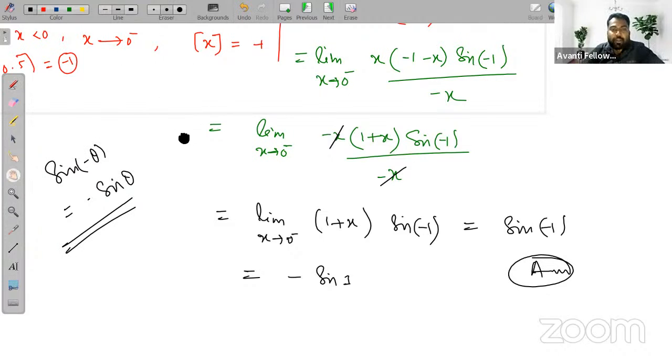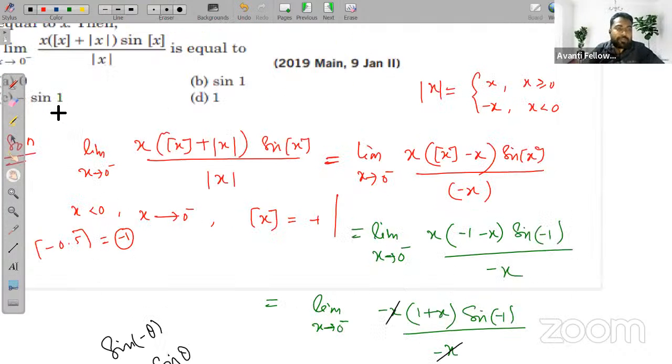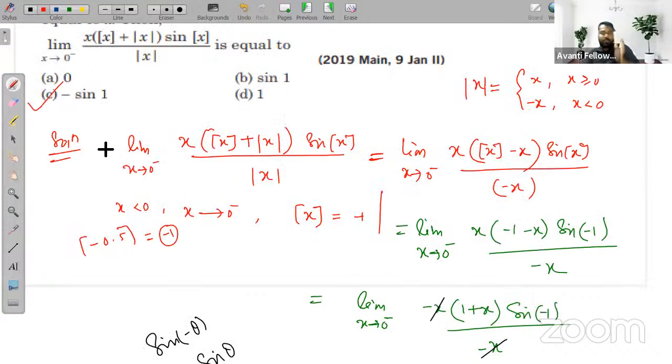So what is the correct option? Minus of sine 1, option C is the correct option. I hope this is clear to all of you guys. Any doubt you can ask. Simply, look, I have not done anything. Just we have used here the concept of the modulus function and also the concept of the greatest integer function. Nothing else. It's a very easy question.